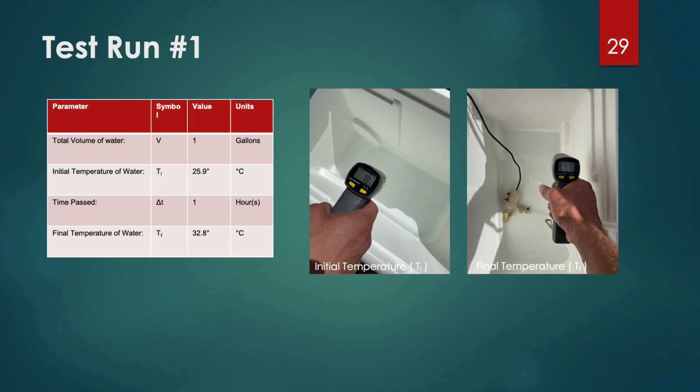After putting together the solar mini model, we went to try out our first test run. We turned our water heat pump on and put it in the cooler, which had 1 gallon of water. The initial water temperature was 25.9 Celsius. After 1 hour had passed, we came again to test the temperature and found that the final temperature was 32.8 Celsius. It was a little hot on that day of the first test run.